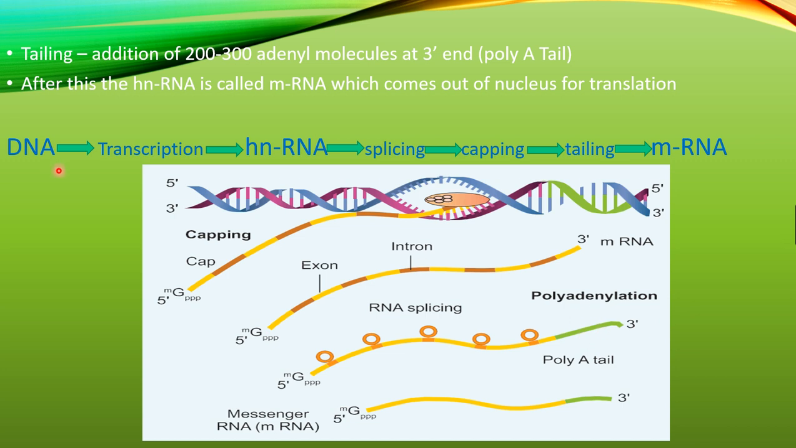Now DNA is transcribed into heterogeneous nuclear RNA. What is splicing? Removal of intron. What is capping? At the 5' end, methyl guanosine triphosphate is added. And tailing? A poly A adenyl group is added at the 3' end. Now heterogeneous nuclear RNA is converted into messenger RNA. This is the process of transcription, which occurs in which organisms?